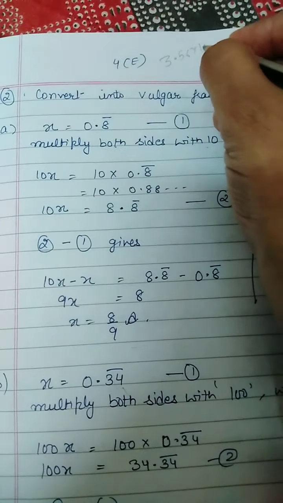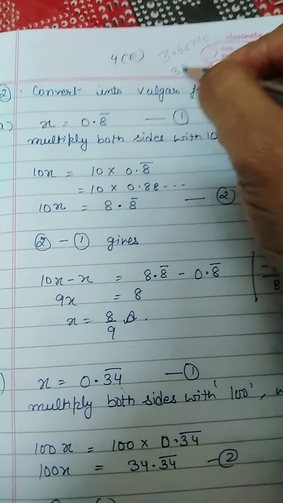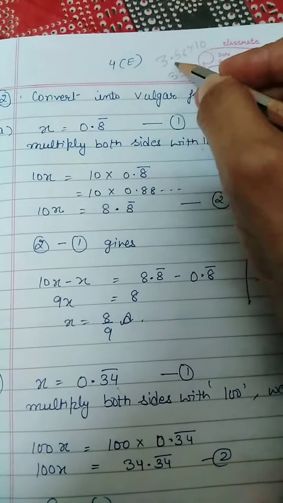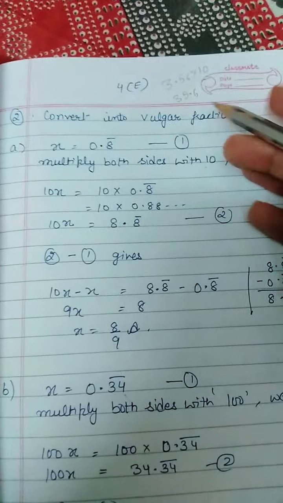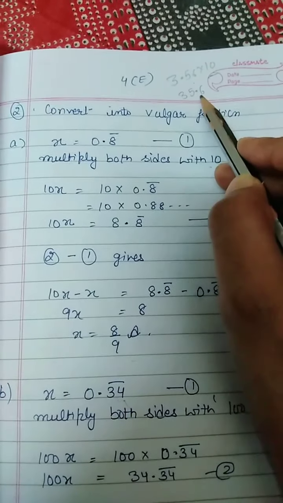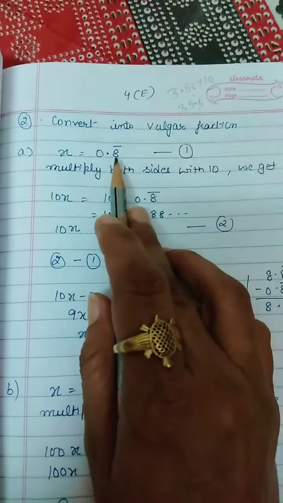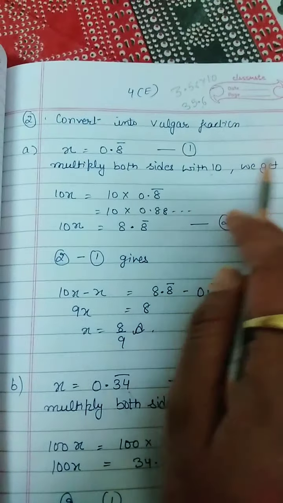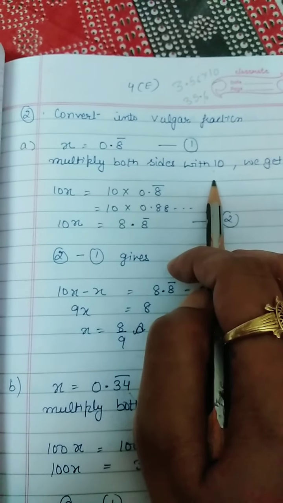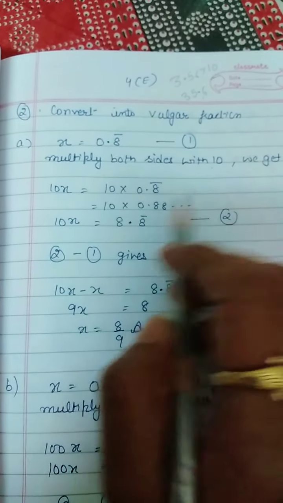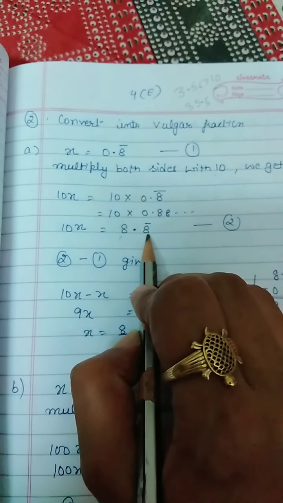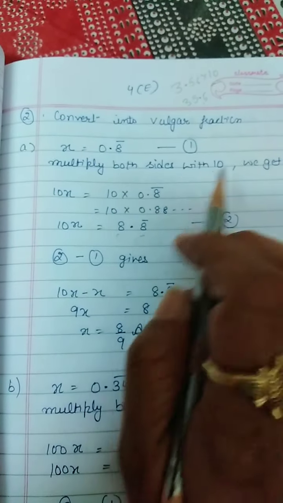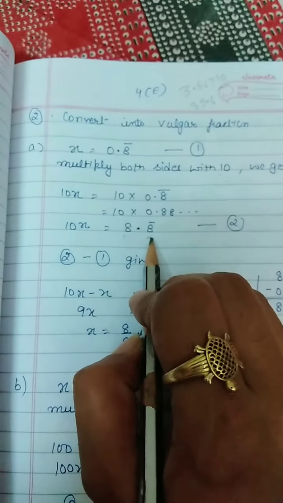Suppose you have 3.56 into 10. What will be the answer? 35.6. After multiplying with 10, the decimal point moves one place further. Same here, when this is 8 and so on, multiply with 10, one number is going to shift here. So it will become 8.8. Fine. Here it will be only 8 bar because this cannot end.